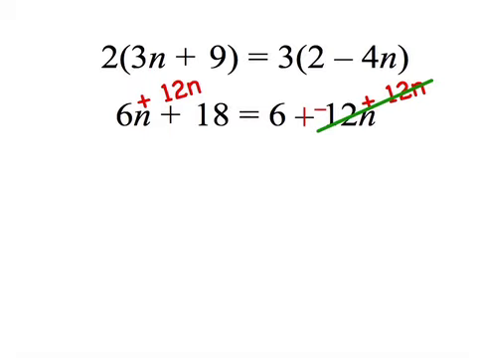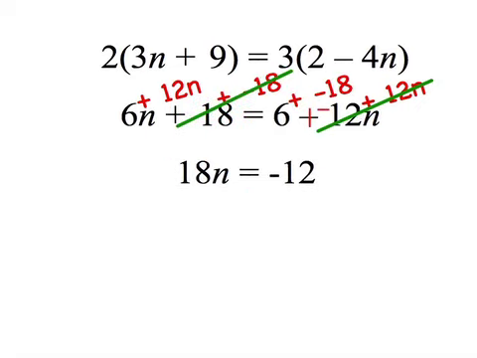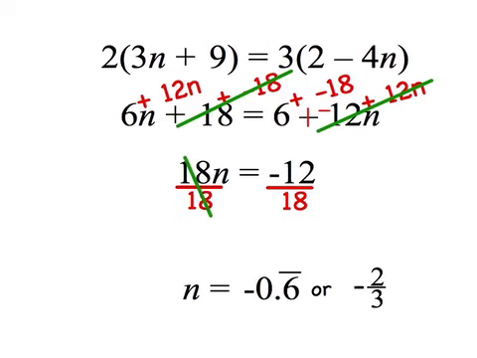And now that I see the variable terms will be on the left, I need to put the numerical terms on the right. So that means I must add negative 18 to both sides as shown. Mark out the opposites. I get that 18n is equal to negative 12. Divide both sides by 18. And I get that n is equal to negative 2/3, which written as a decimal, of course, is negative 0.6 repeating.